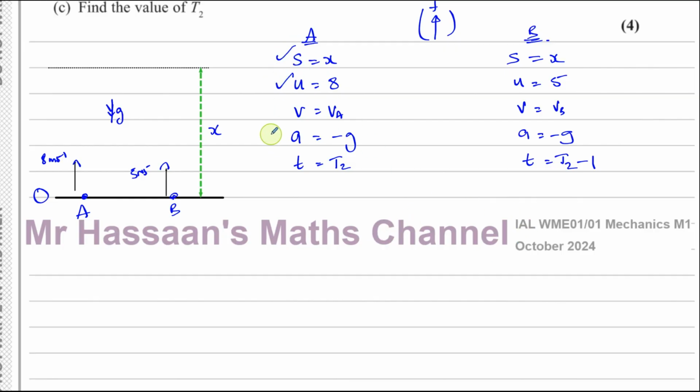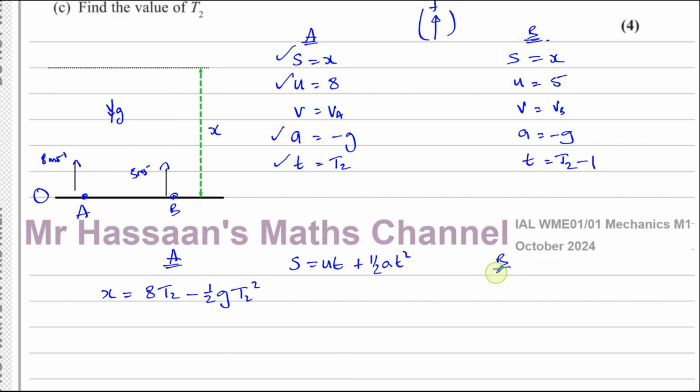We're going to deal with S, U, A, and T for both of them. So we're going to use the formula S equals UT plus a half AT squared. So we can consider for A, we're going to have X equals U times T, so it's 8 times T2 minus or plus a half times minus G, so it's going to be minus a half G. Why? Because A is negative G, so it's going to be negative a half times, a half times negative G, negative half G times T2 squared. And this is for A.